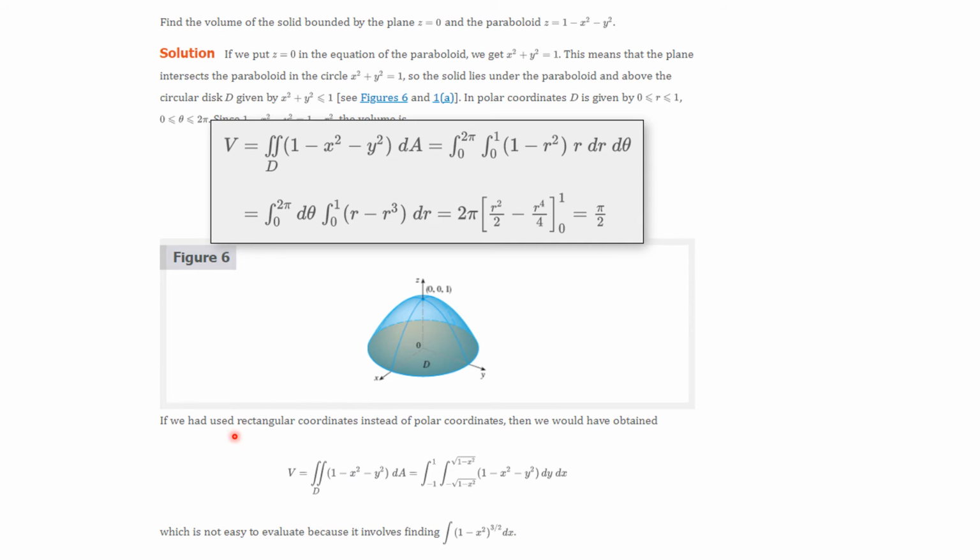Now notice that if we had used rectangular coordinates instead of polar coordinates, this would have been much messier. And in fact, not easy to do at all, because we would have had to evaluate this integral that we don't really know how to do very well. This can be done, but it is not easy.